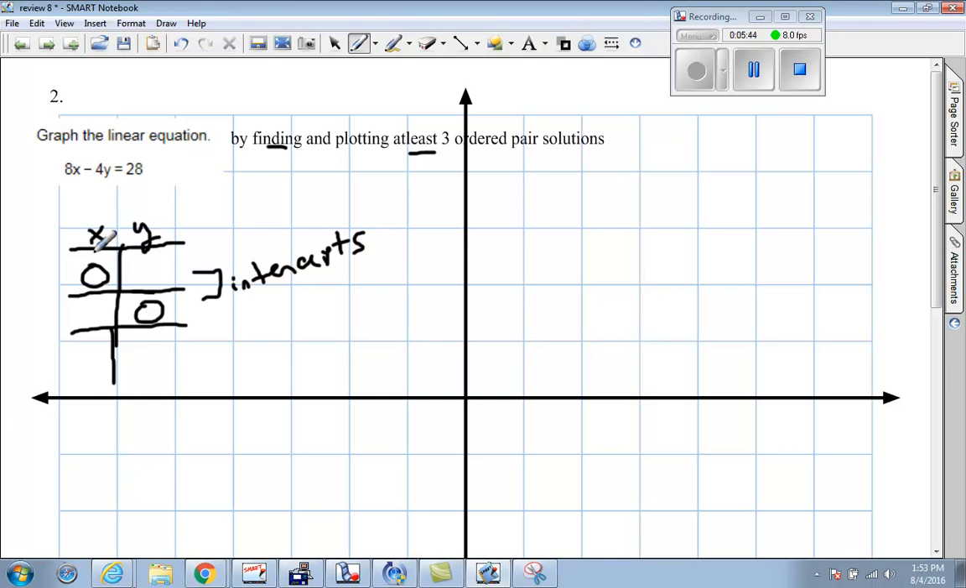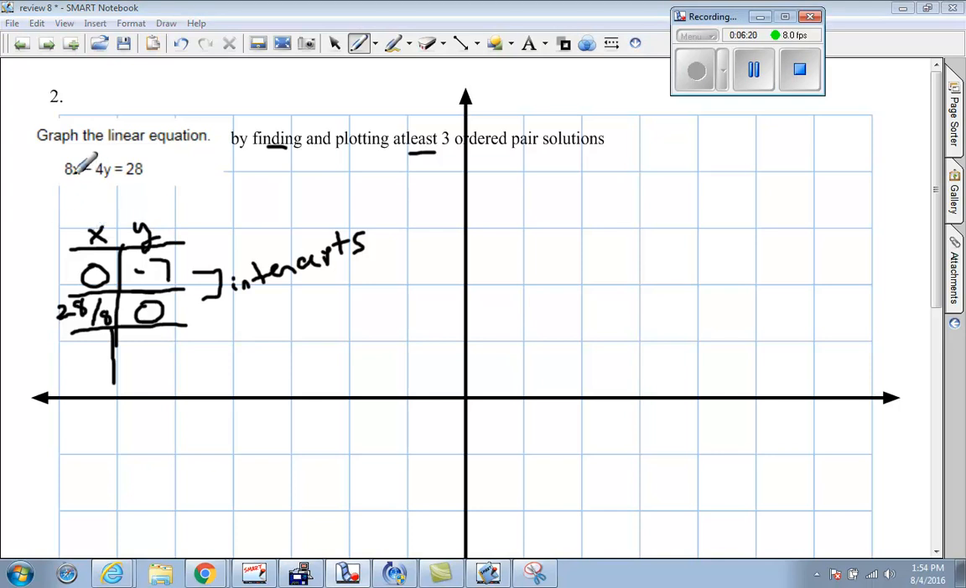So if I put 0 in for x, then 8 times 0 is 0, and I'm really looking at negative 4y equals 28, so y would have to be negative 7. And I'm just doing the mental math there. You could write it out if you like. If you put 0 in for y, then that'll go away, and x would have to be whatever 28 divided by 8 is, which isn't a whole number, but now we could look at some other ordered pairs that might satisfy it.